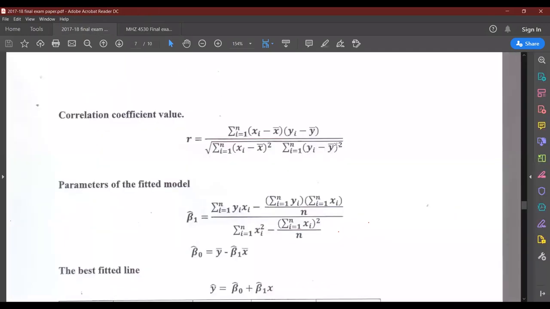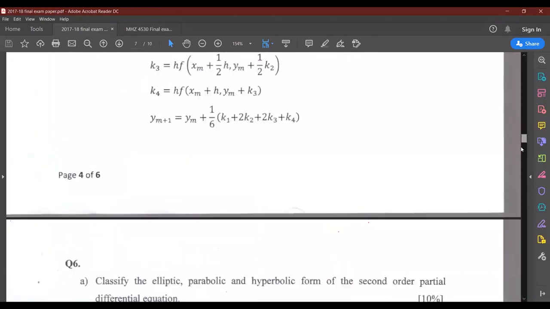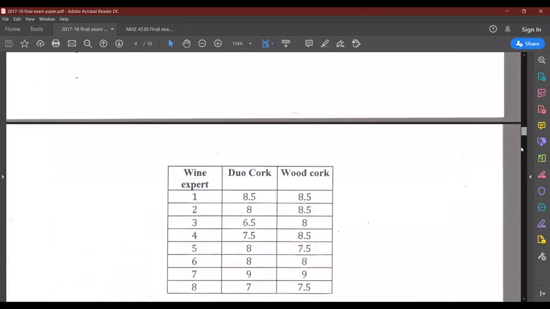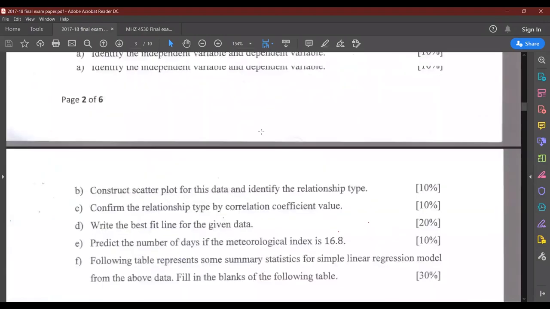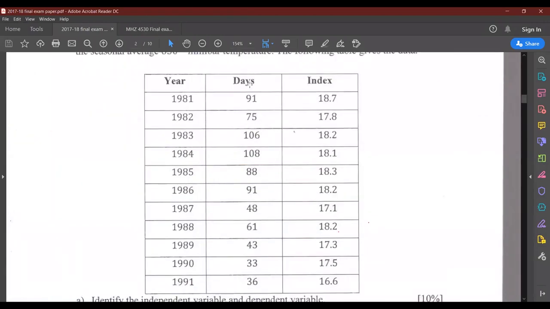After finding these columns, you might get confused: what are x bar and y bar? X bar and y bar are simply the averages. If you go to the table, you have the x values, which are the index, and you have the y values. You just need to find the average: add up everything and divide by the number of terms. So you'll get x bar and y bar.